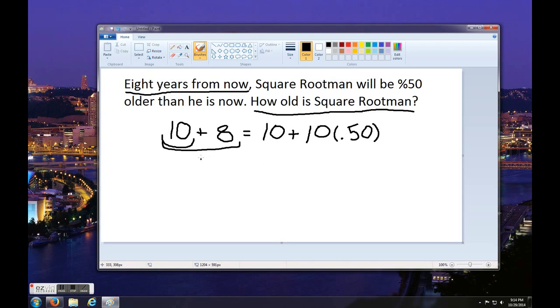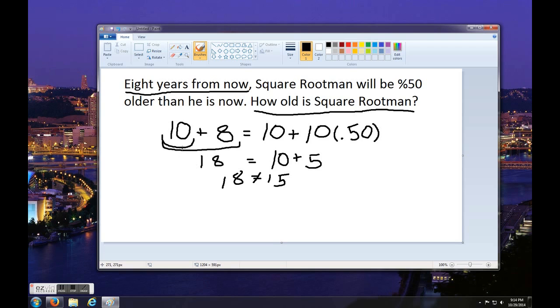Now, I can solve this. This side would be 18. It would be 10 plus, what is 50% of 10? It's 5. Now, it's 15. Does this equal 18? No, it doesn't. But we don't really care. The whole point of this is to set up our equation. We have a nice little equation right here.